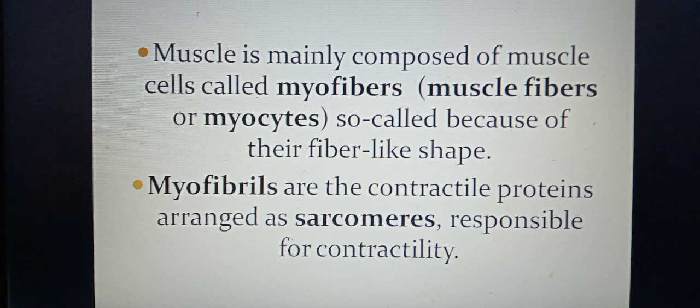Basically, if you are going to compare the cells in your muscle to the other cells of your body, we can say that they're different because muscle cells are fiber in shape, unlike in other parts of your body wherein there are cells shaped like cubes or columns. Okay? So myofibrils are the contractile proteins arranged as sarcomeres, which are responsible for contractility. These are actually the reason why our muscles are capable of contracting.